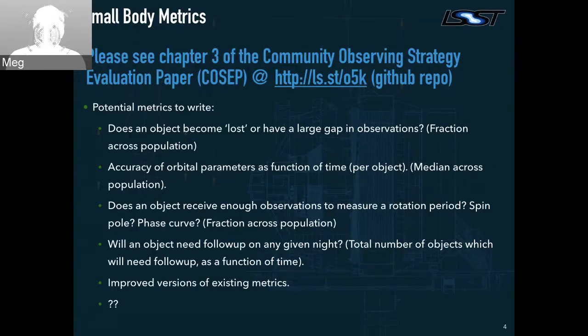Will an object need follow-up on any given night? This is an interesting question because there are a lot of questions surrounding follow-up and what the follow-up requirements will be for LSST. It might be a little complicated to determine which objects need follow-up, but you can imagine: I have all the observations LSST will have for this thing. How can I make a criterion that says this object will need follow-up at some point? Also, improved versions of existing metrics and other things that people can do.